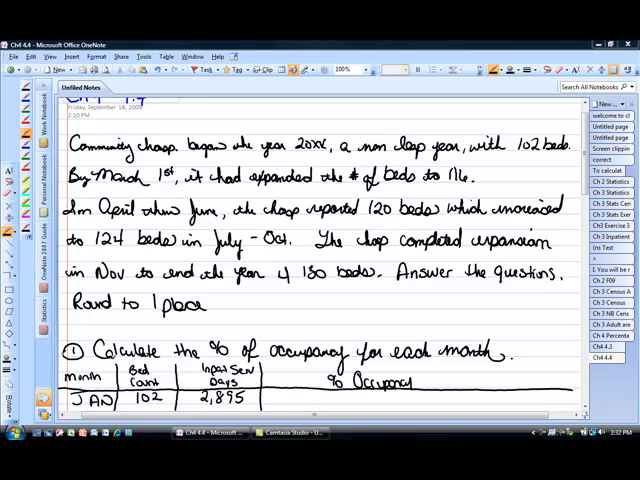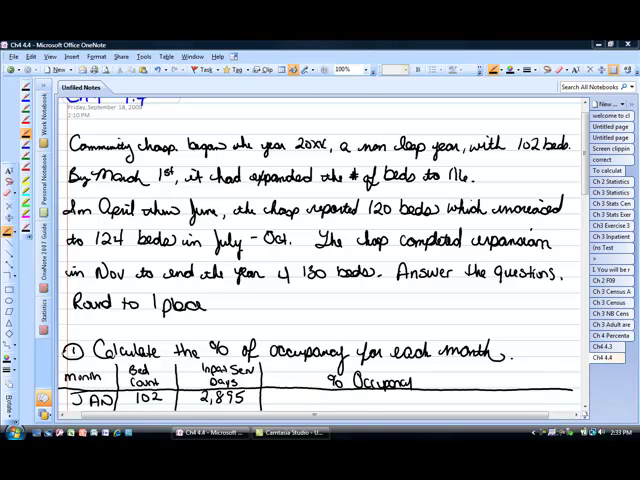Okay, here I have a problem set up. Community Hospital began the year 2000, a non-leap year, with 102 beds. By March 1st, it had expanded the number of beds to 116. In April through June, the hospital reported 120 beds, which increased to 124 beds in July through October. Finally, the hospital completed its expansion process in November to end the year with 130 beds.